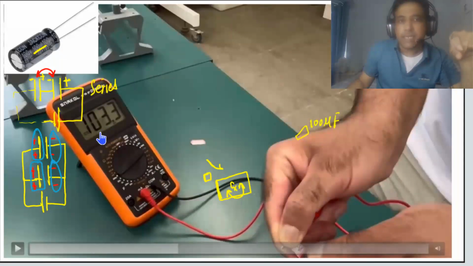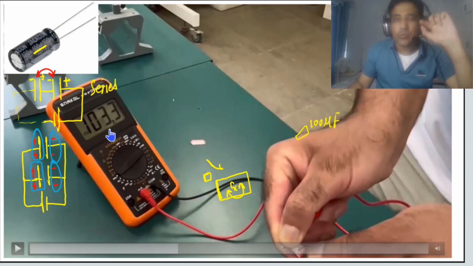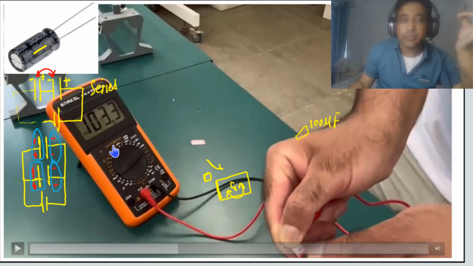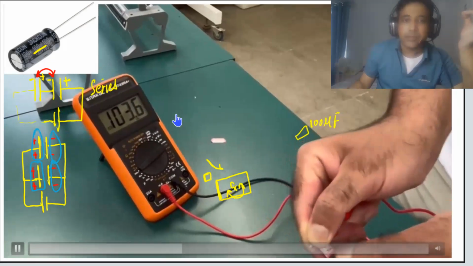So you can see the setting, the reading on this multimeter is 103, and the actual capacitance of this capacitor is 100 microfarad. Because a capacitor has tolerance, it is not exactly 100 but a little plus or minus, because it has a certain tolerance. So this is how you can measure the capacitance of a capacitor.